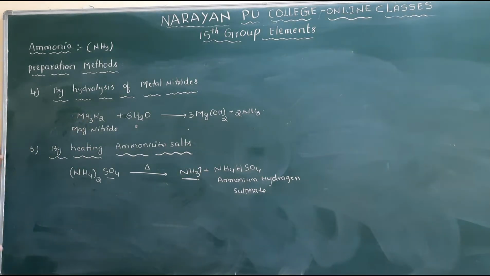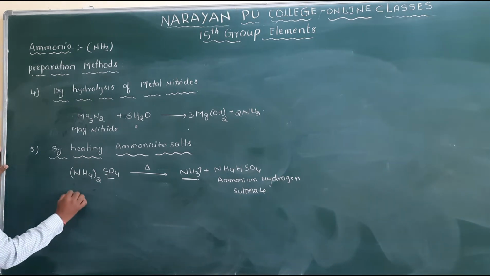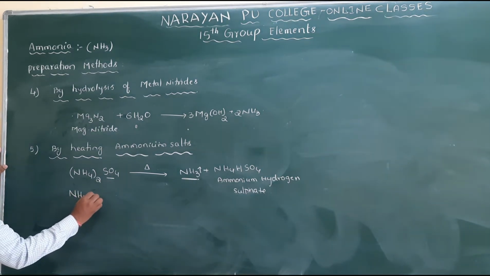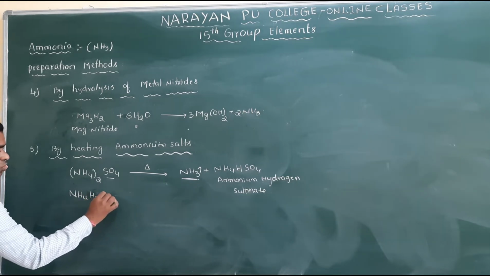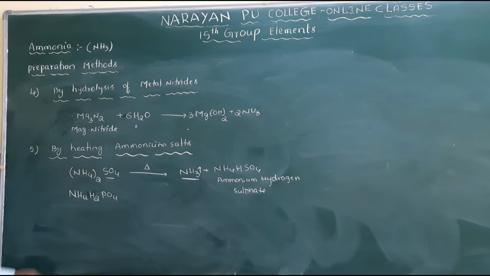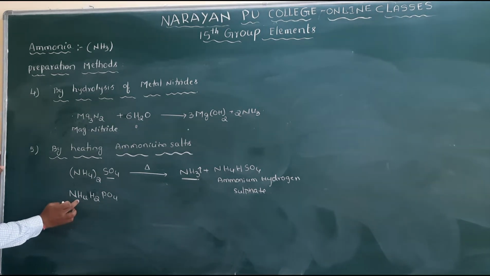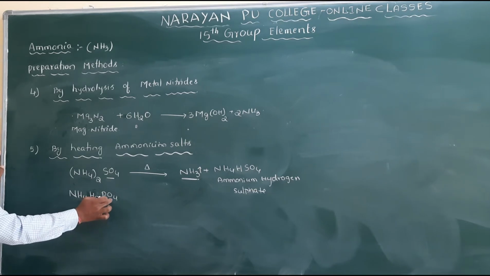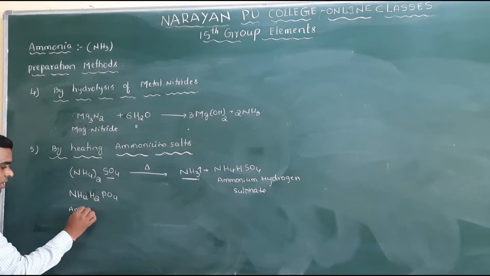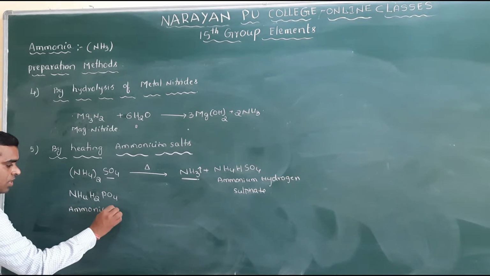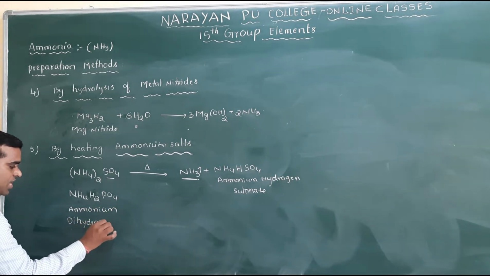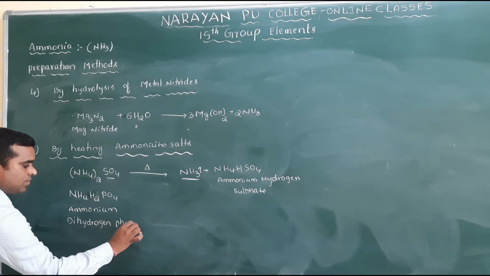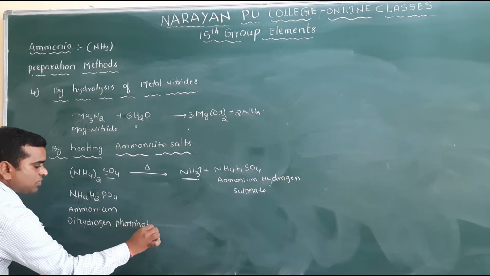In the same way, take another salt, ammonium NH4 and H2. Don't put a dot here. NH4, H2, PO4. What is the name of this compound? Ammonium. NH4 means what you have to write? Yes, you have to say ammonium dihydrogen phosphate. Write the name here: ammonium dihydrogen phosphate.